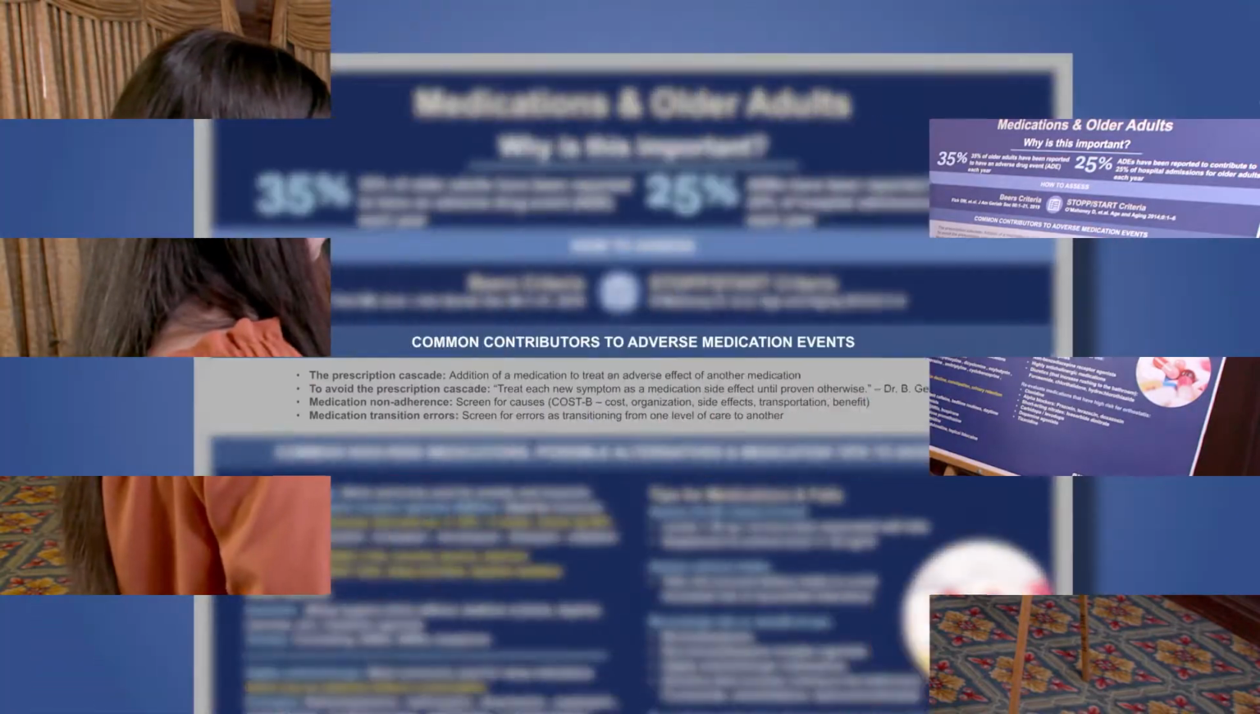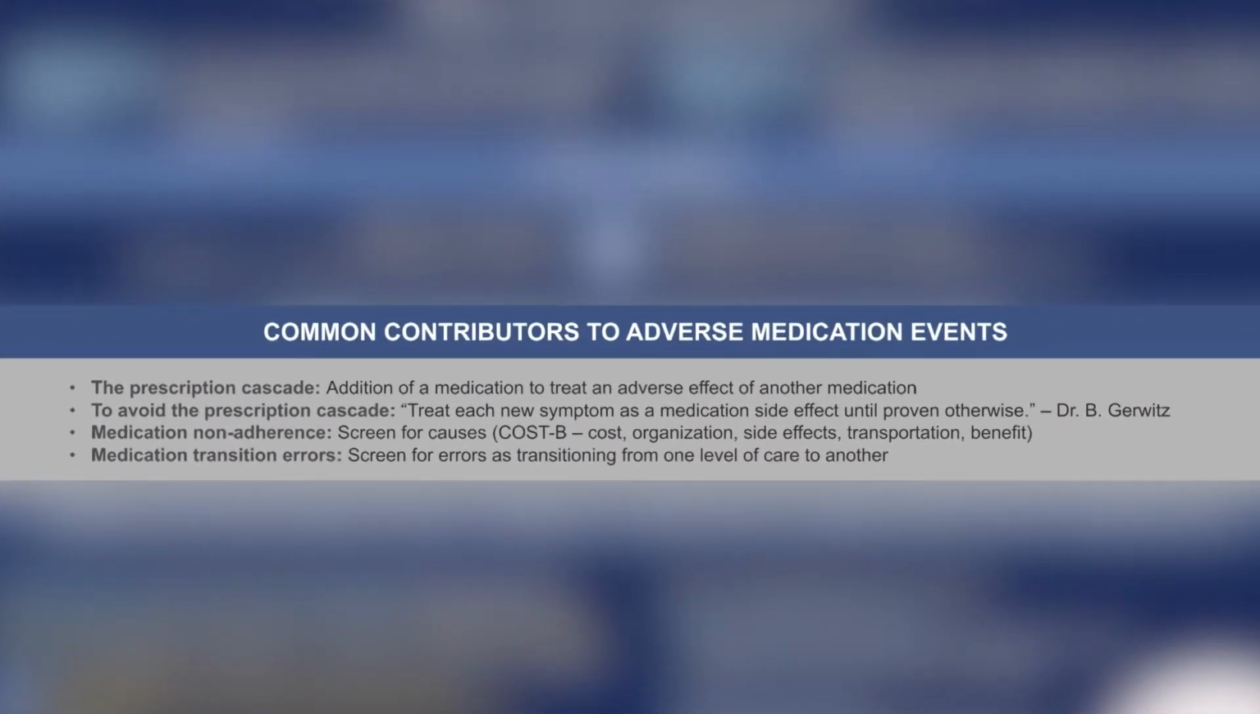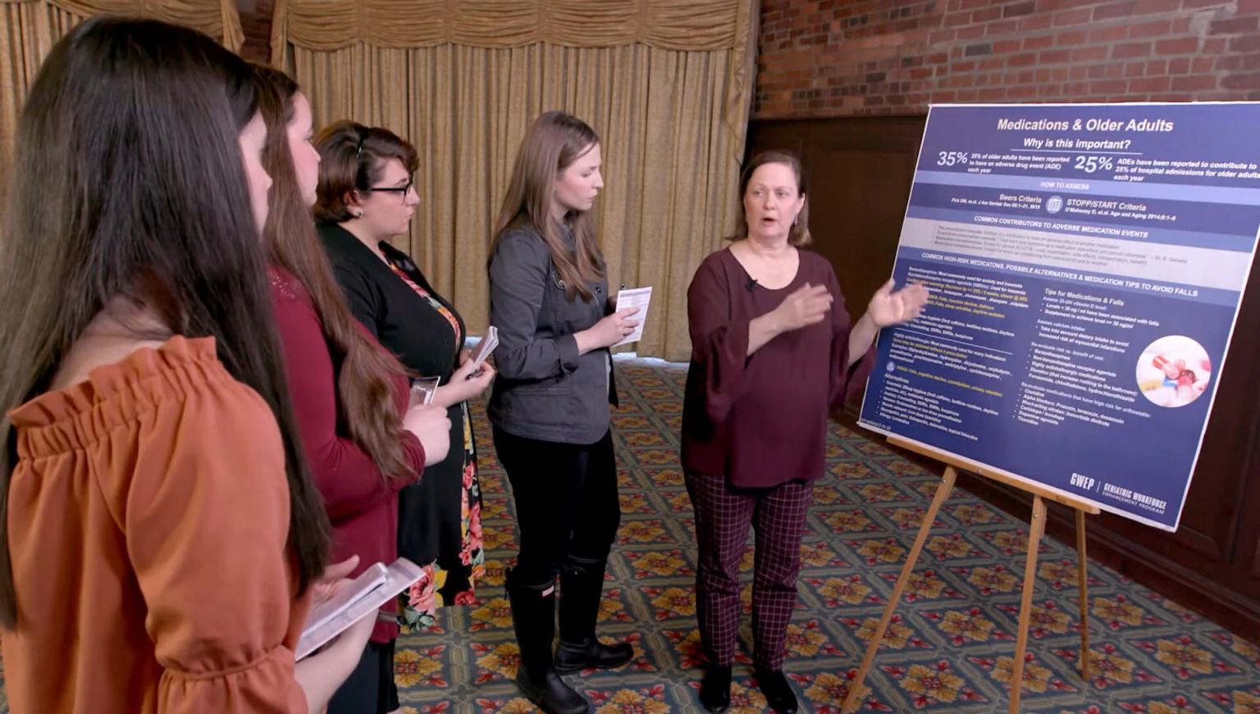I use a mnemonic called COST-B, so I look at cost, organization, side effects, whether or not the patient has transportation to pick up their medications, and whether or not the patients feel that their medication is benefiting them. Medication transition errors are also an area where we definitely contribute to adverse medication events. Transition errors occur when patients transition from one place to another, and their medication list may not be quite as accurate as we would like it to be.